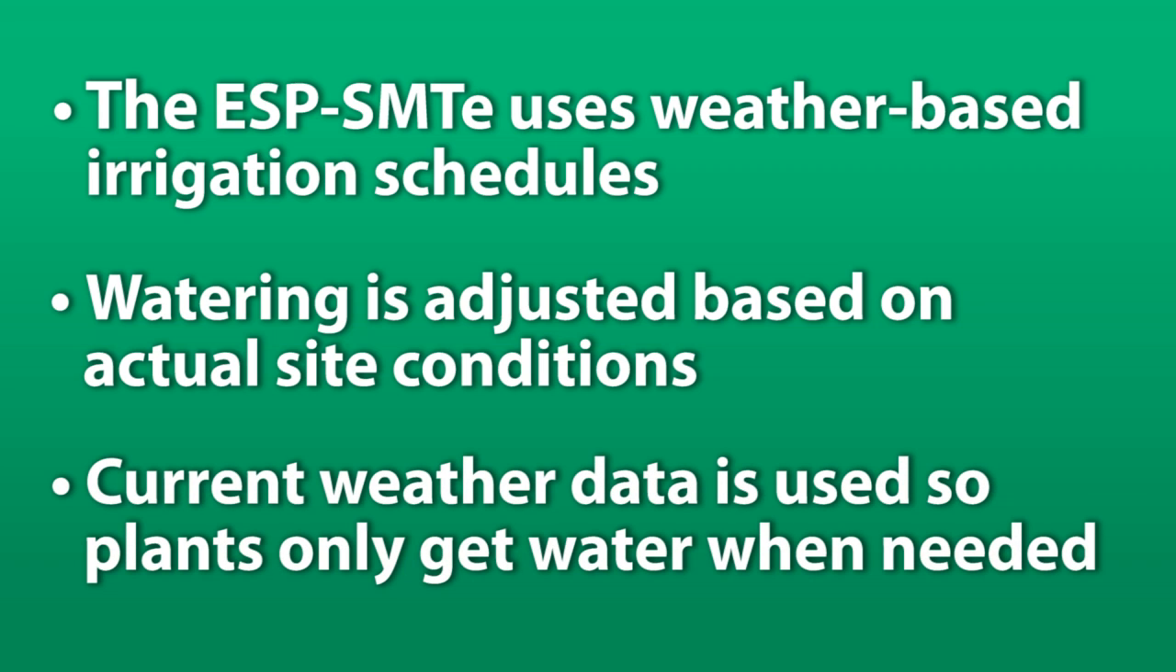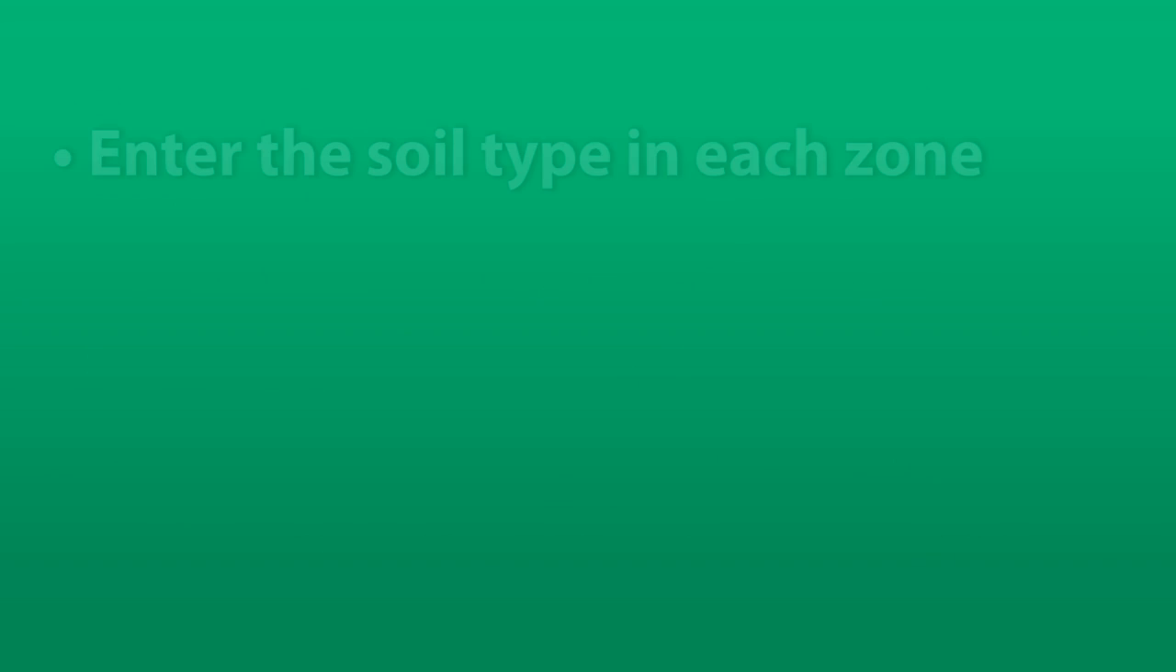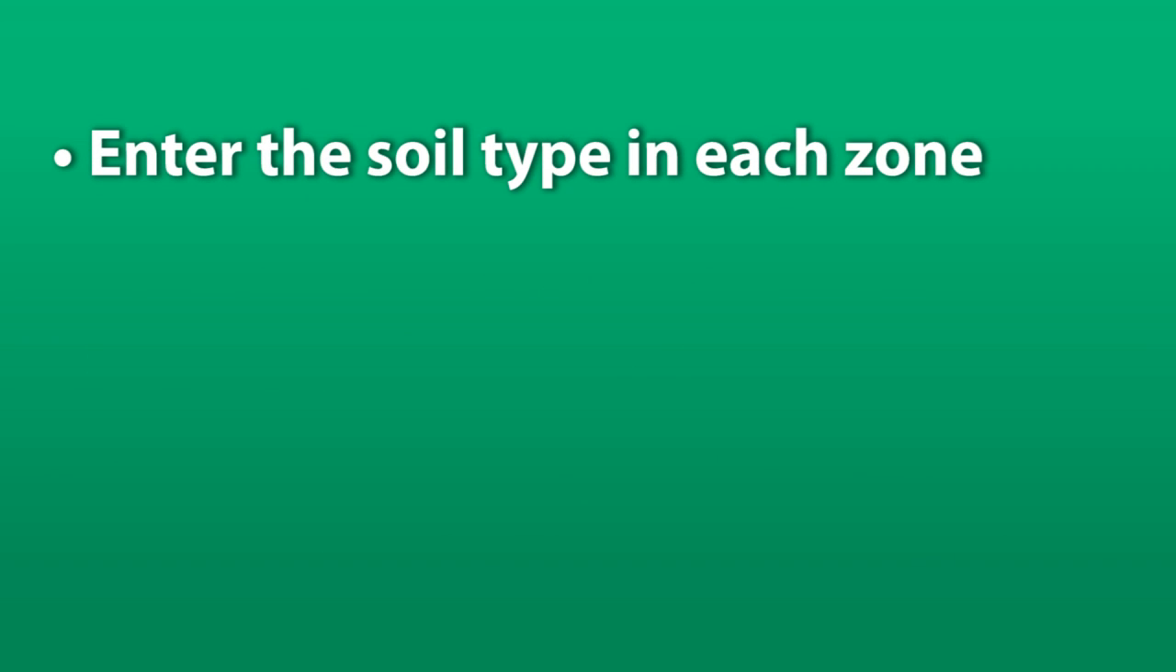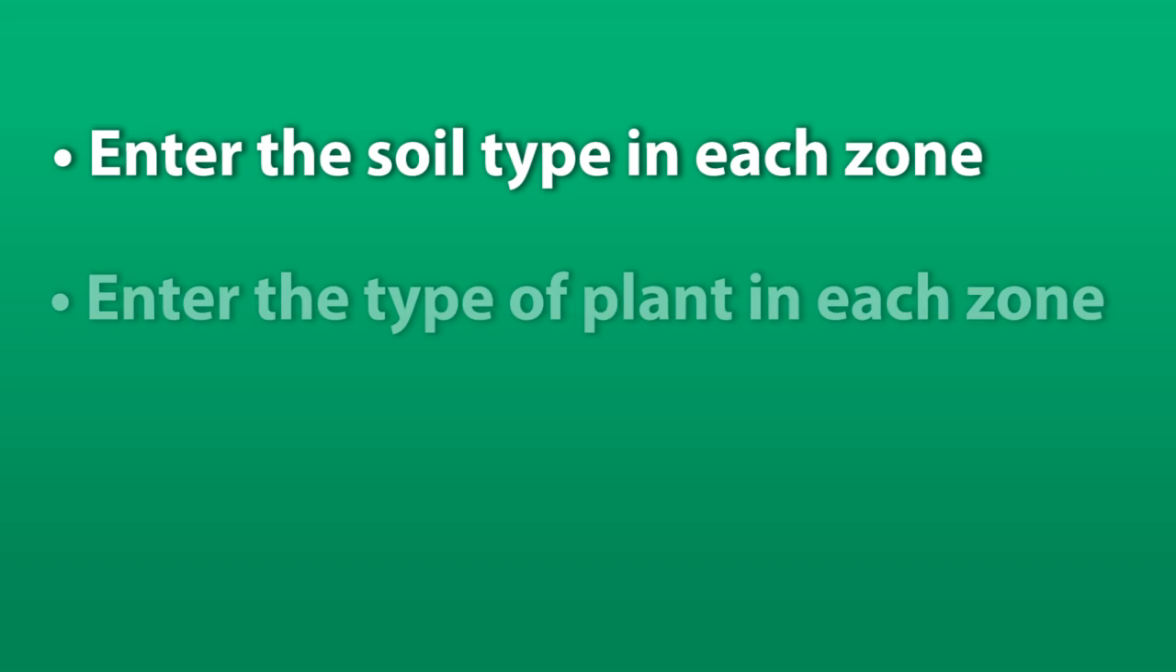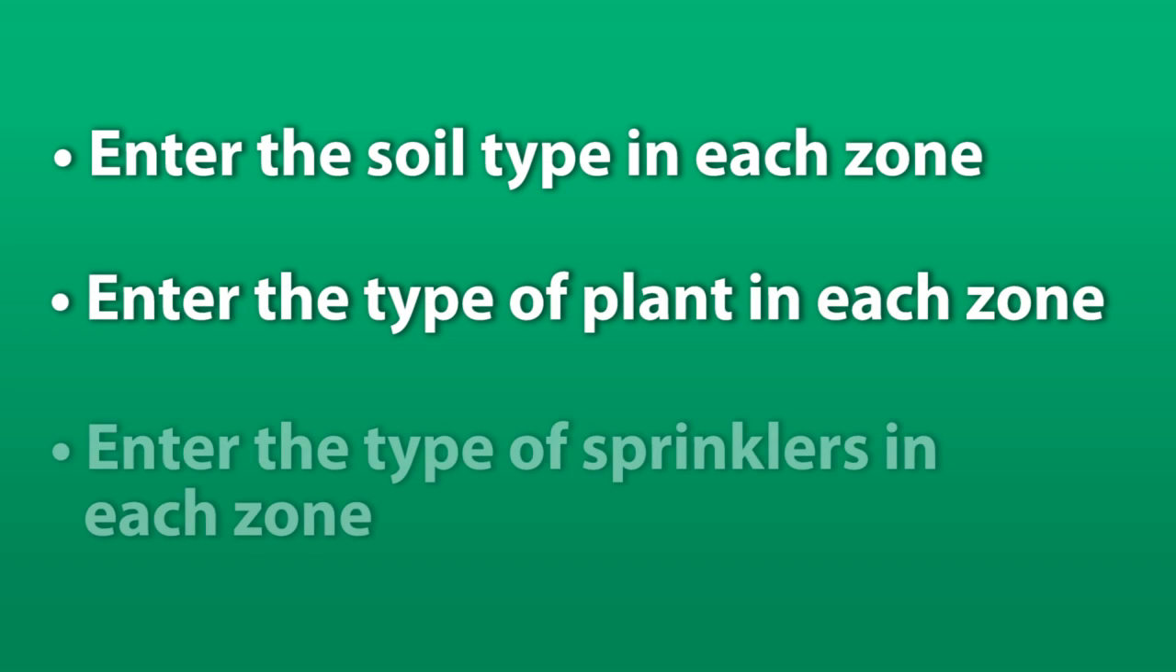Current weather data from the SMTe weather sensor is used to automatically update irrigation schedules so that plants only get water when needed. To create an effective schedule, you need to enter information about the soil, plants, and sprinklers that are used at your site. In the following example, we'll show you some basic settings that might be used for a typical grass lawn.